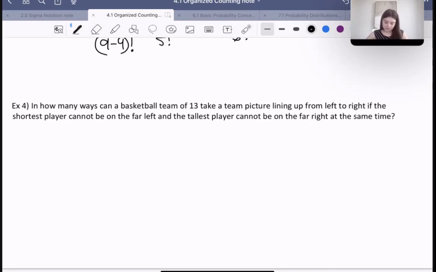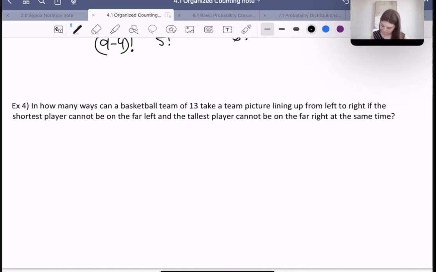Okay, example 4 says, in how many ways can a basketball team of 13 take a team picture lining up from left to right if the shortest player cannot be on the far left and the tallest player cannot be on the far right at the same time? Okay, so let's think about that. We have a basketball team of 13 lining up from left to right, right? So our immediate thought would be, oh, well, 13 factorial. There's 13 factorial ways, but we do have a restriction here, which I want to talk about a little bit as to what the restriction means to us.